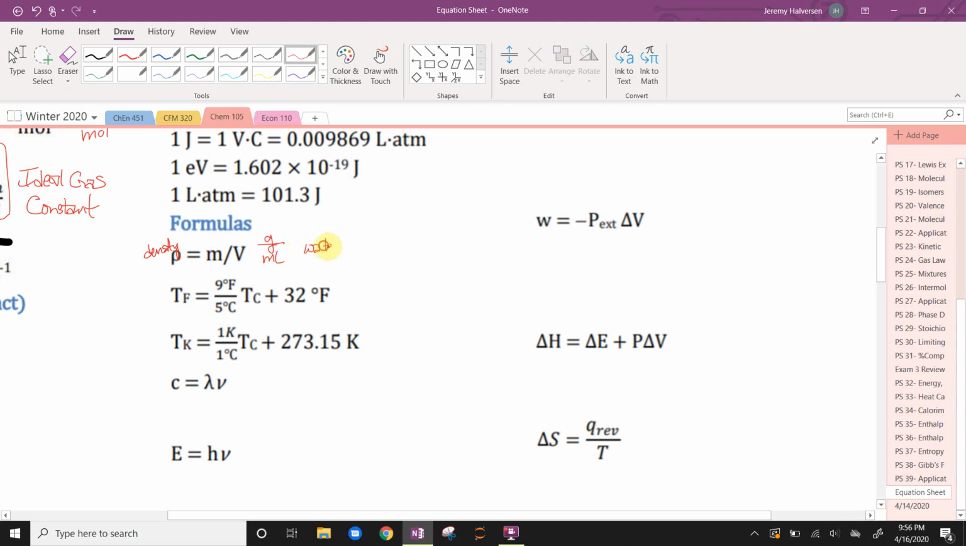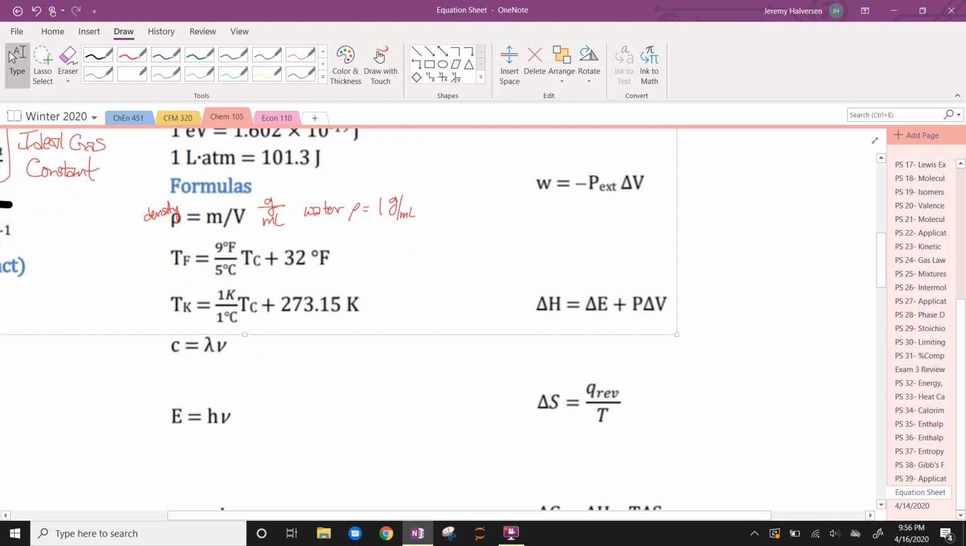For water, your density equals 1 gram per milliliter, which is why you might have converted between grams and milliliters and just used the same number. Now that's only true for water. Other things have different densities, and so 1 gram is not the same as 1 milliliter, but that's true for water. All right, next we have the temperature conversions.